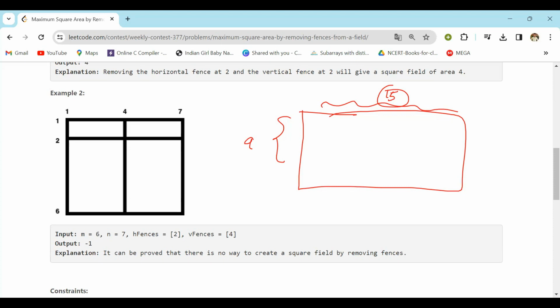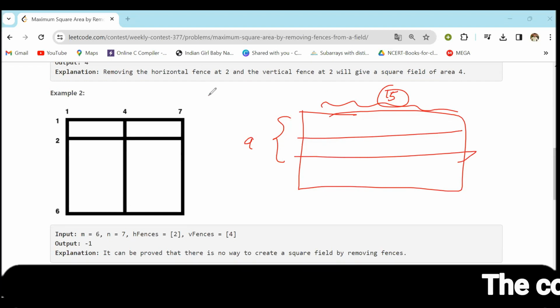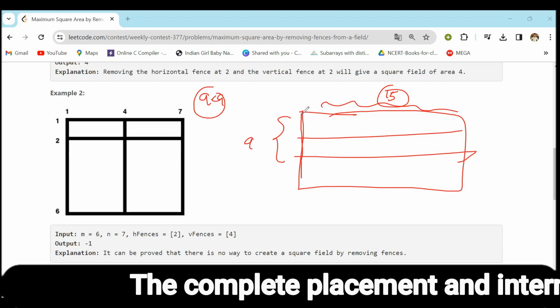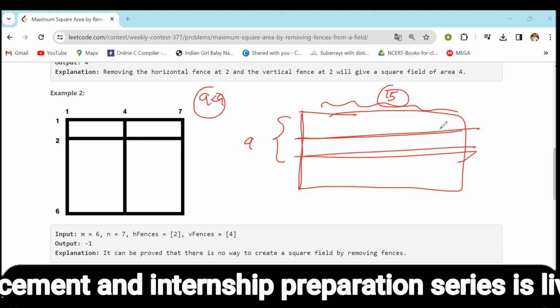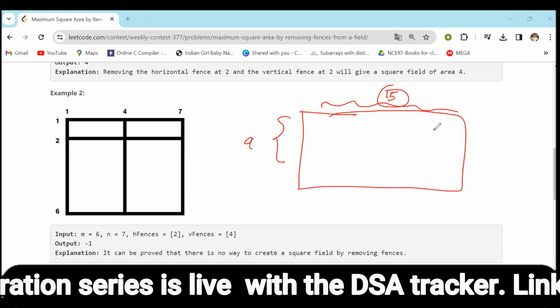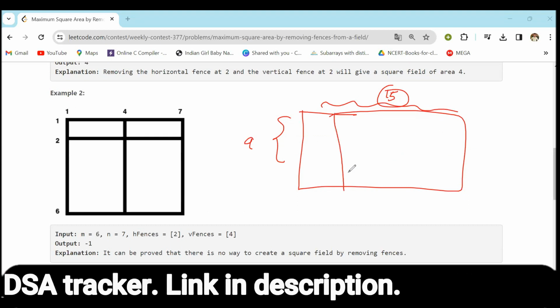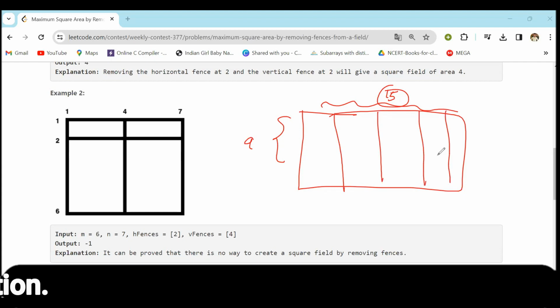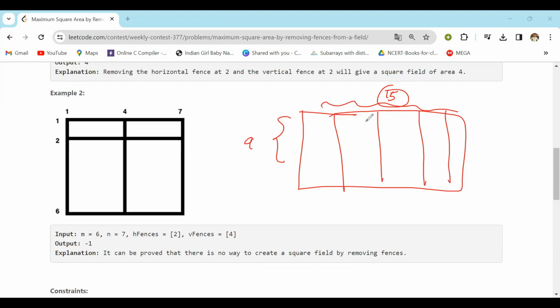Okay, see, let's try. In this case, the maximum square possible is 9 into 9, 81, correct? So for forming that square, what do we need? We want no horizontal fence, because if we want the maximum possible, that's 9 into 9, and we have a length of 9, so we don't want any horizontal fence in the middle. So if we remove all the horizontal fences, this route is clear. Now we have some vertical fences, correct? Now we want to remove vertical fences in a manner so that we can get a thickness of 9 again, right?